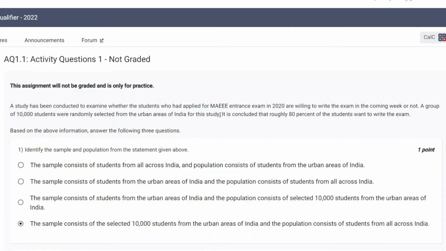Here, population is all over India student, because a study has been conducted to examine whether the students who had applied for my entrance exam are willing to write the exam in the coming week or not. And the sample is 10,000 students who are randomly selected from urban areas. So the best answer is the sample consists of the selected 10,000 students from the urban areas of India, and the population consists of students from all across India. This is the correct answer.